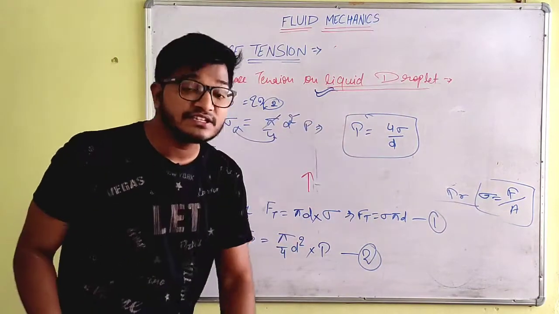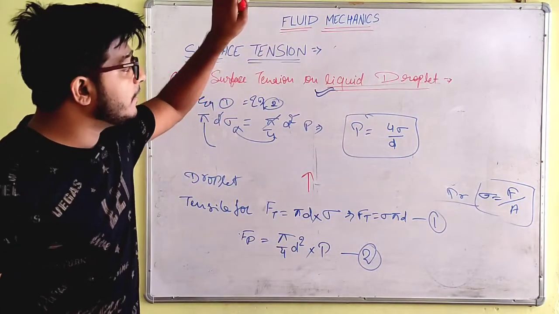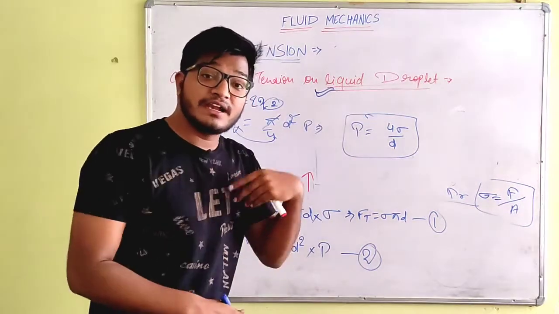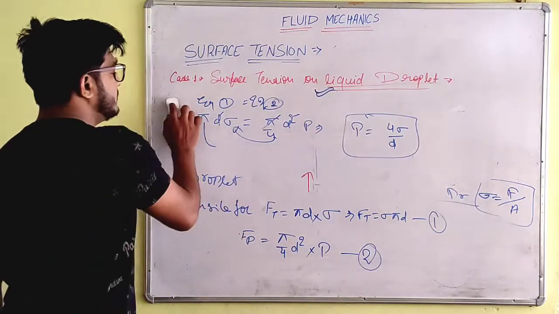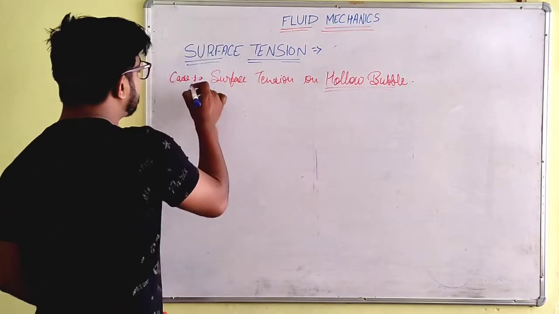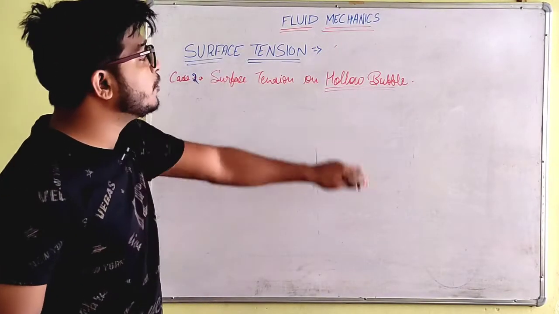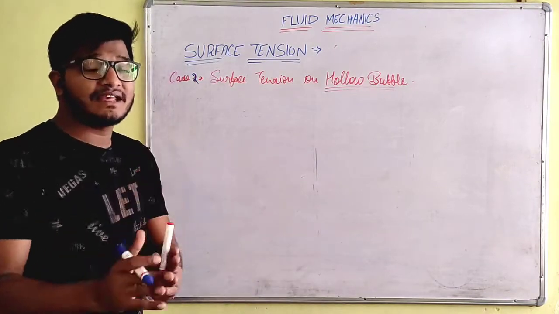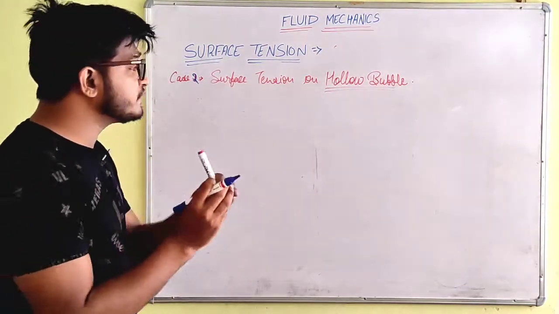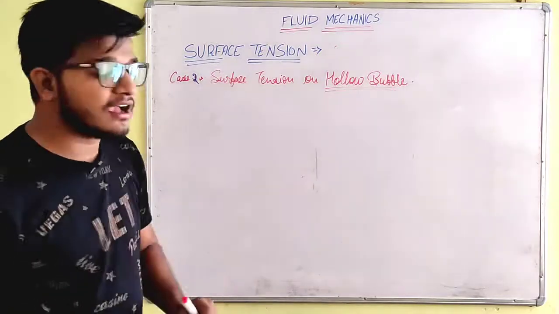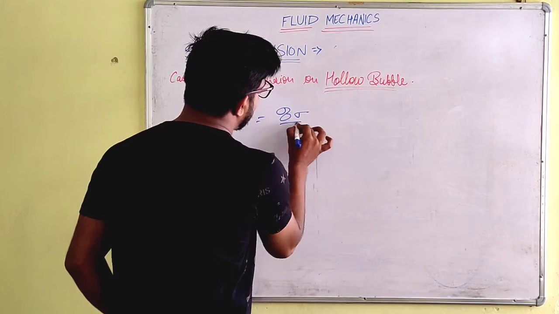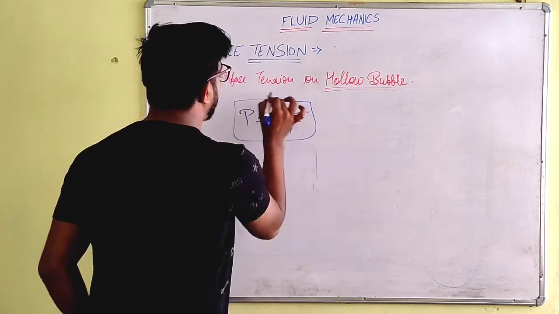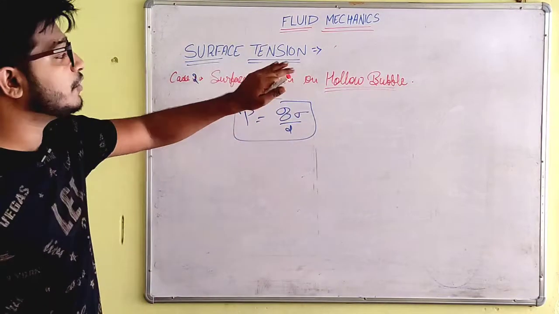This is the surface tension relation for the liquid droplet. Now let's move on to the second case, which is the hollow bubble. In the second case, the calculation will be the same, but the value will change a bit. So what will be the value? P is equal to 8 sigma upon d for the hollow bubble.